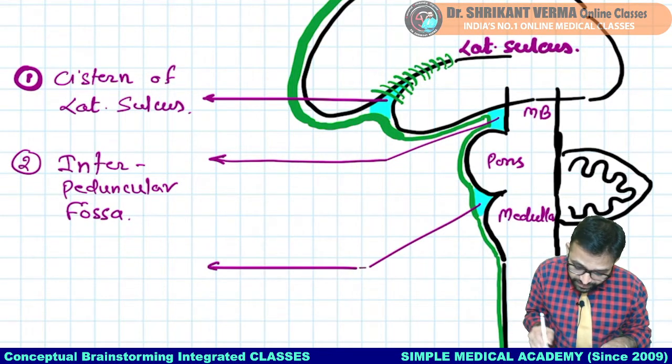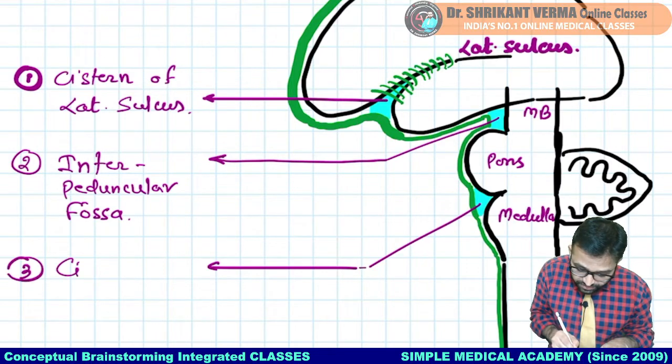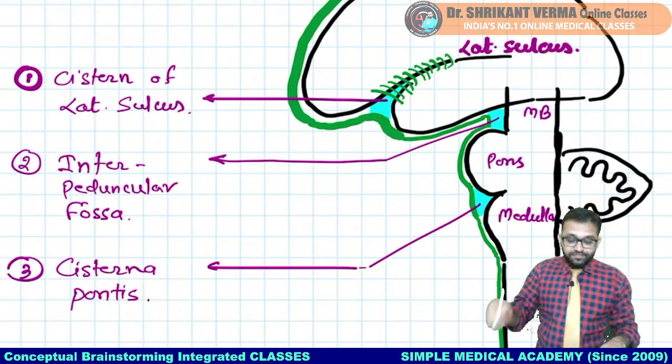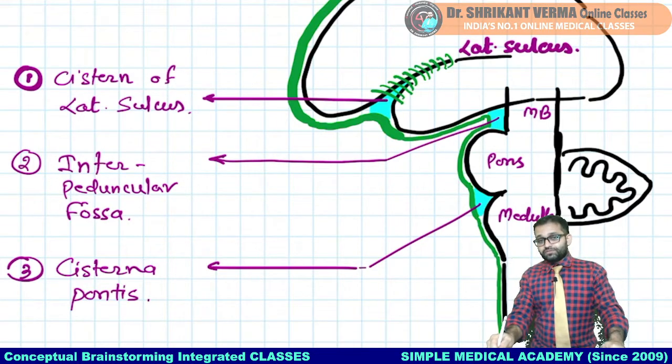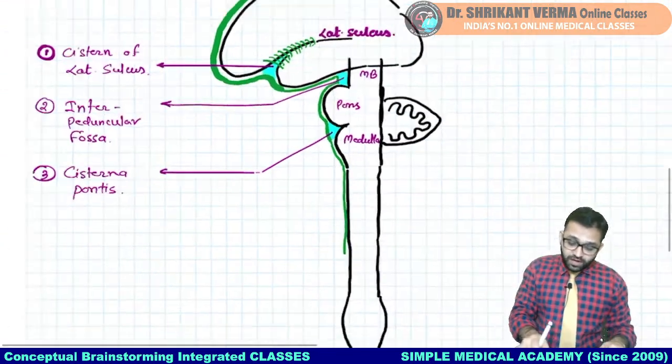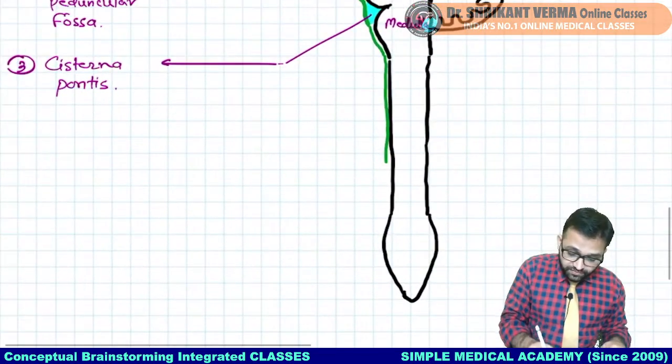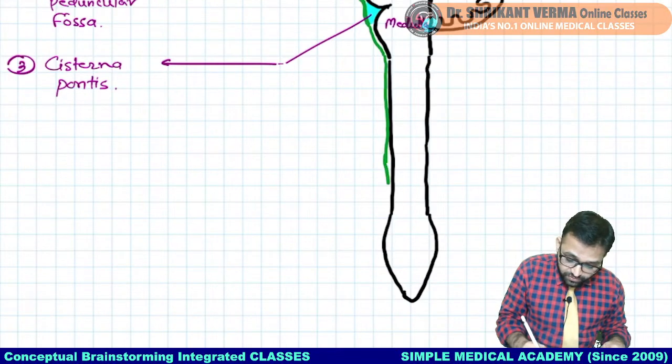Next, another reservoir of the CSF which is in front of our pons. So you can give the name. This is our cistern at the pons. So you will say cisterna pontis. So this is our third cistern. Fine. Now come down. Yes, we are coming down.